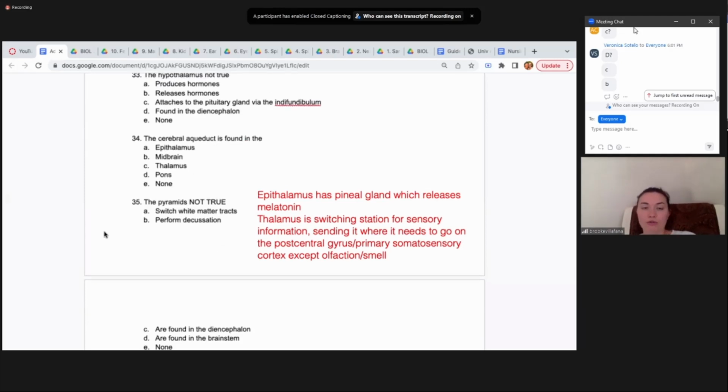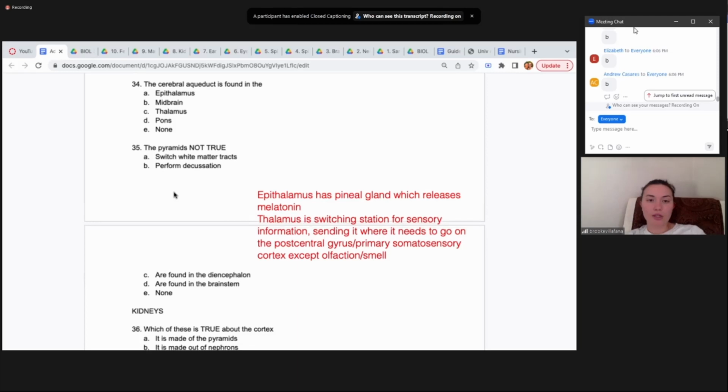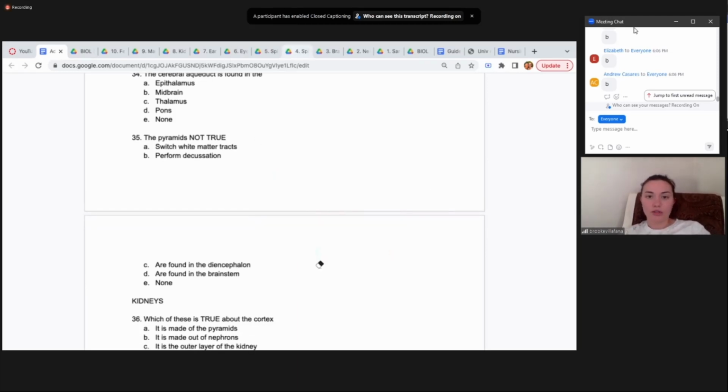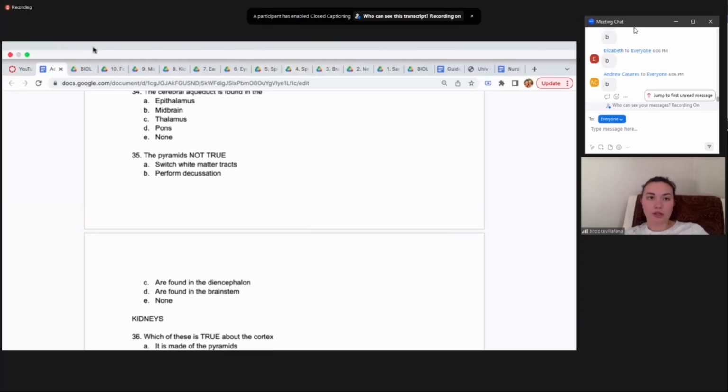All right, question 34. The cerebral aqueduct is found in... remember, the cerebral aqueduct connects the third and the fourth ventricle. Good. So you guys probably know this because you've gone over the model, right? It's found in the midbrain. Good. So B, midbrain. I know these have been kind of harder questions, but hopefully you guys start getting it. We're going to move on to kidney next.